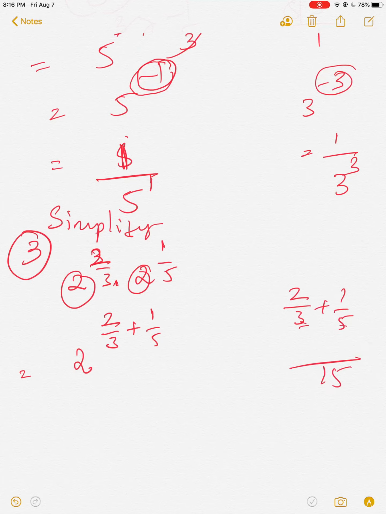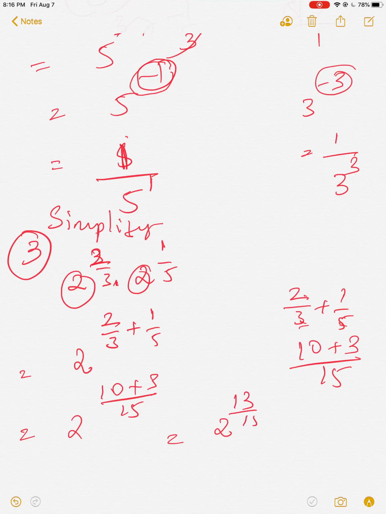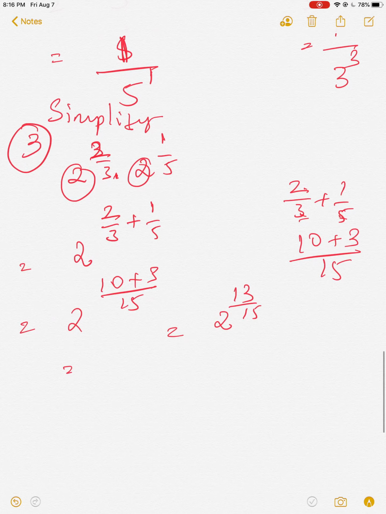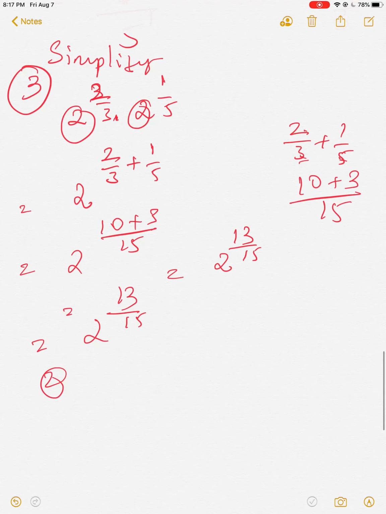So what is the LCM? 5 3s are 15. 5 2s are 10 plus 3 1s are 3. Here the LCM is 15. 10 plus 3 is 13. So it can be written as 2 raised to power 13 upon 15. This is your answer. What is the answer? 2 raised to power 13 upon 15. Now the second one.